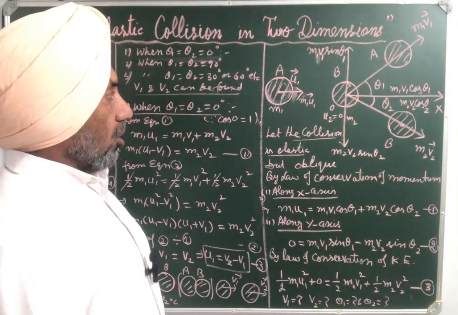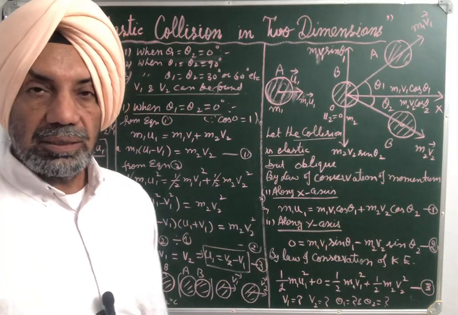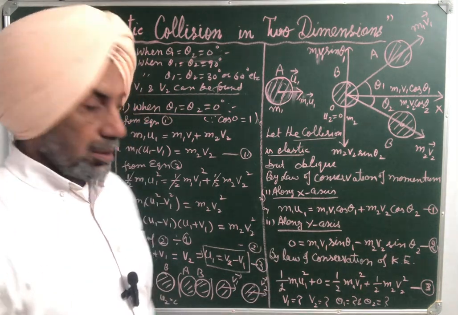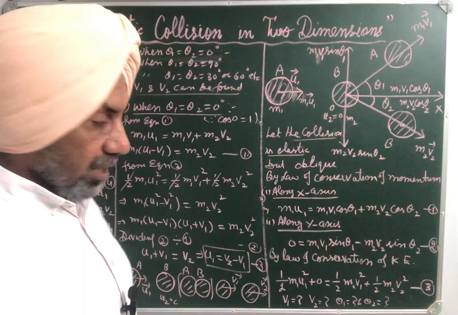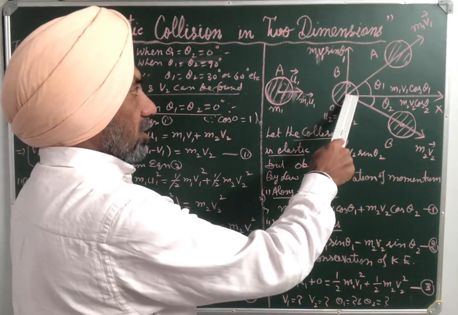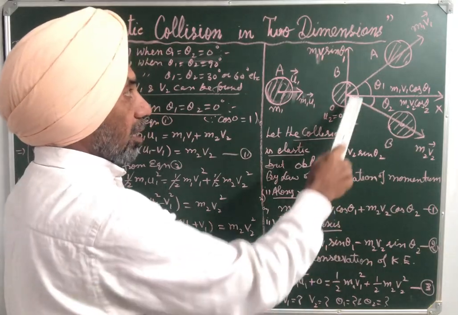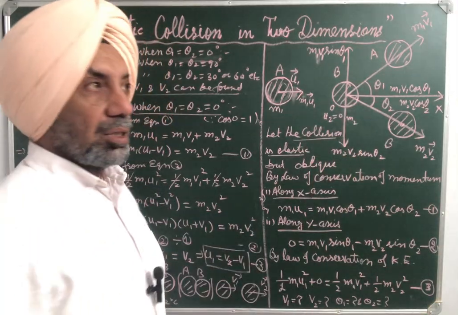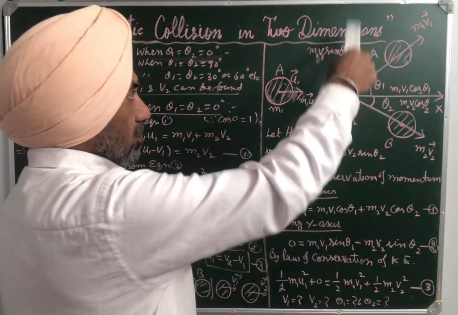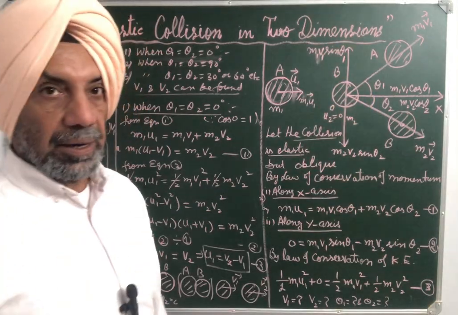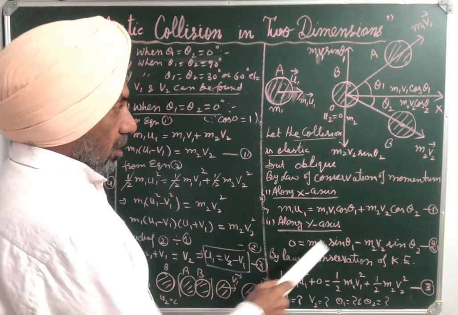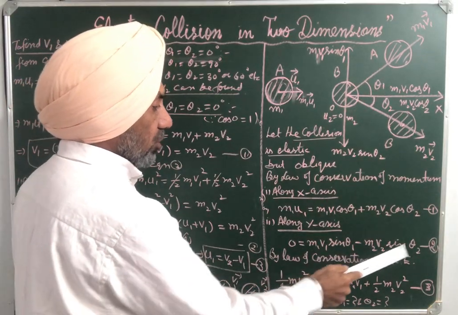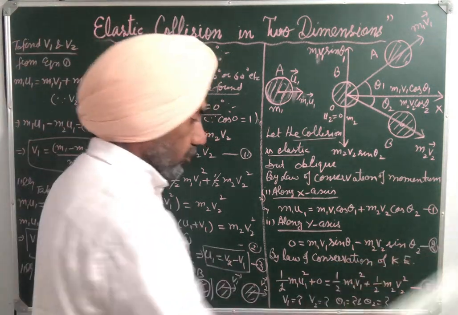Along the y-axis, there is no motion initially before collision. So total momentum before collision is equal to 0 along the y-axis. After collision, it is m1 v1 sin theta 1 along the positive y direction and minus m2 v2 sin theta 2 along the negative y direction. These two components are opposite, so they are subtracted. So net linear momentum after collision is m1 v1 sin theta 1 minus m2 v2 sin theta 2 is equal to 0. This is number 2.